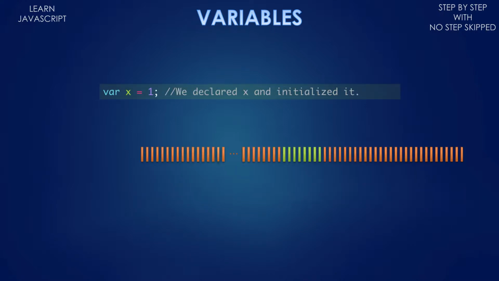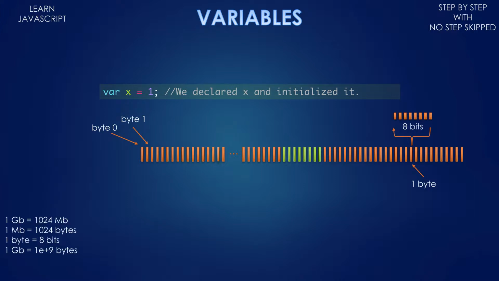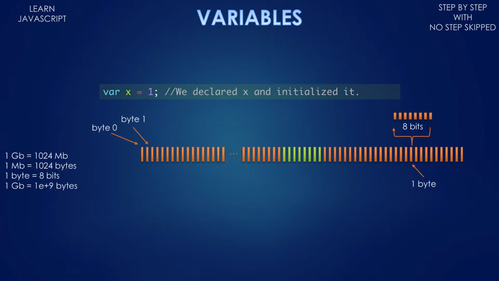Well, let's have a look at the memory of your computer. It consists of bytes like this. We're going to start with byte 0, byte 1, and then it continues until the end of your computer's memory. We're talking here about the volatile memory, the memory used by your computer to run programs. This is not the memory used to store a movie, for example. One byte consists of 8 bits. A bit is the smallest piece of information that your computer can handle, usually referring to 0 or 1. To have a proper understanding of this, 1 gigabyte is 1024 megabytes, 1 megabyte is 1024 bytes, and a byte is 8 bits.